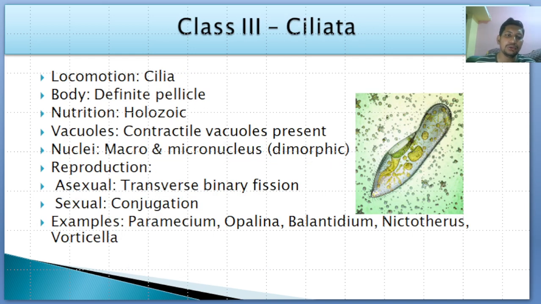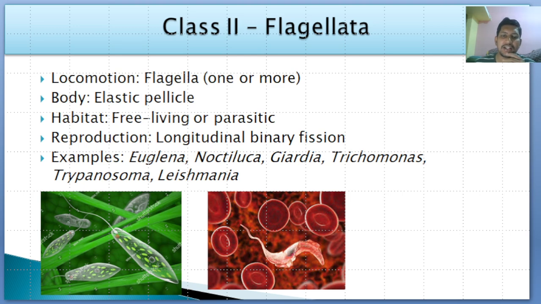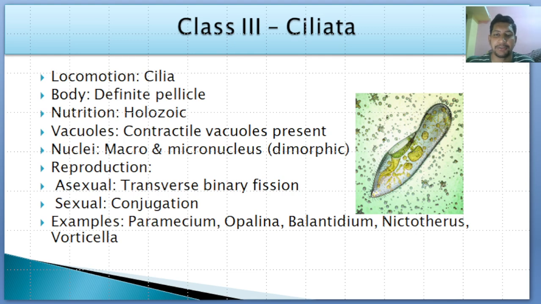Now we'll move to the examples of class Flagellata. There are many examples: Euglena, Noctiluca, Giardia, Trichomonas, Trypanosoma, Leishmania. These are very important protozoans. Dear students, kindly remember the disorders caused by especially Giardia, Trypanosoma, Leishmania. They will ask in your MSc entrance examination, so my suggestion is that you study and keep them ready.